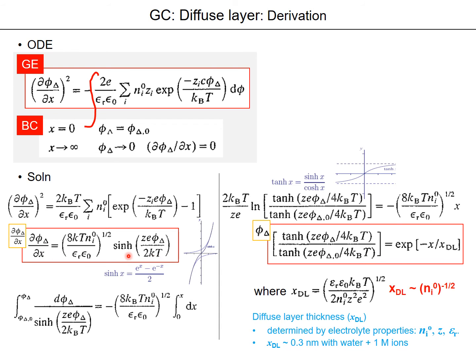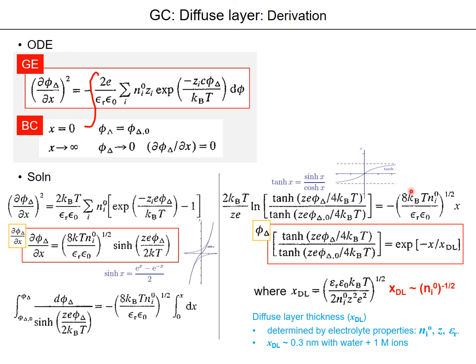And you can recognize that the first derivative of potential is the hyperbolic sine function of the potential. The definition of the hyperbolic sine function is like that: e to the x minus e to the minus x, over 2. So it looks like this one. Then right now we have a first derivative, so by taking the integral of both sides of the equation, finally it goes to the final equation like that.